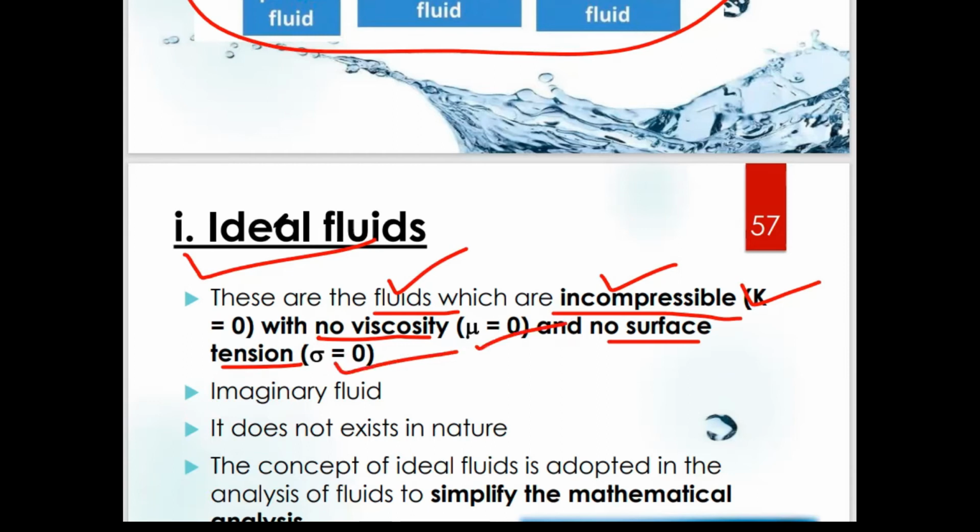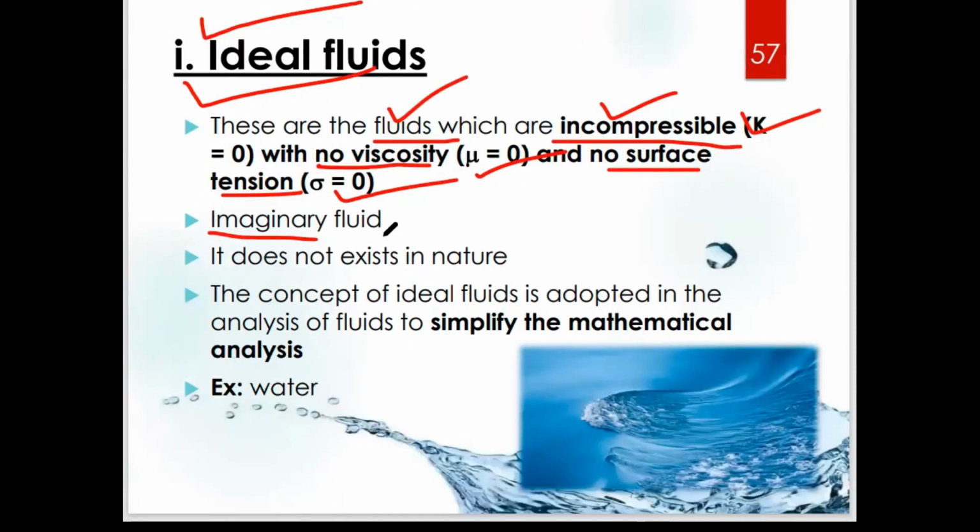These are fluids with no such properties, whatever fluids have zero viscosity are called ideal fluids. And these are imaginary fluids, which do not exist. All fluids have a certain viscosity value and surface tension value, and all fluids can be compressed. That's why ideal fluids are just imaginary fluids which do not exist in nature.